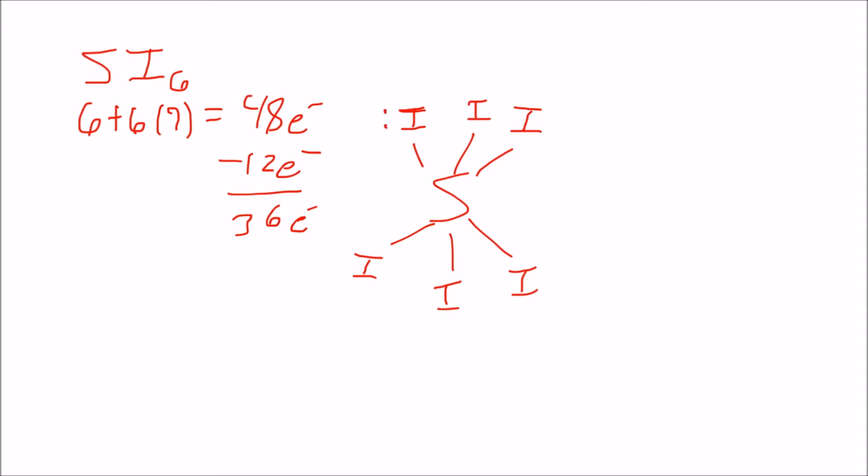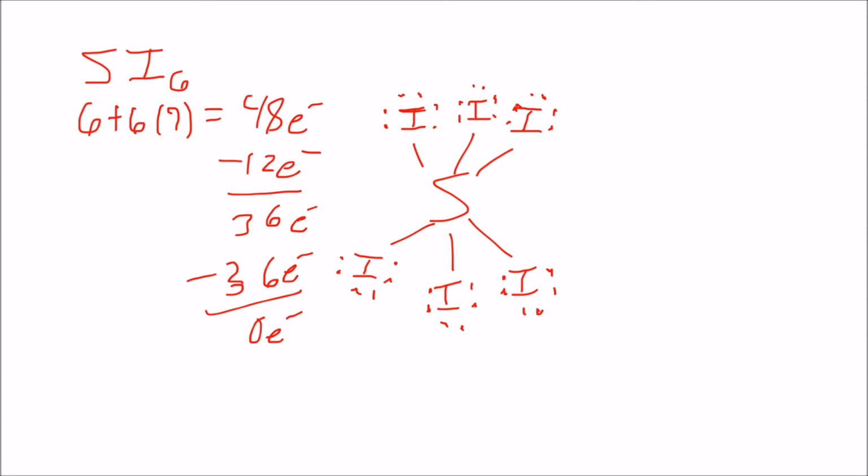So we've got 1, 2, 3, up through 36. We've used up all 36 electrons, and so we have 0 electrons left.